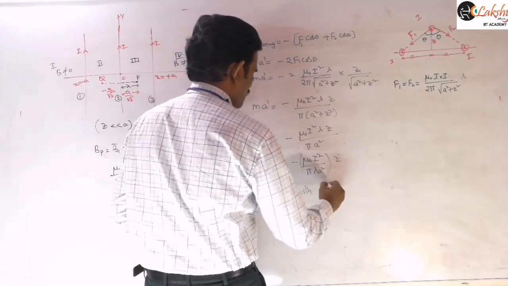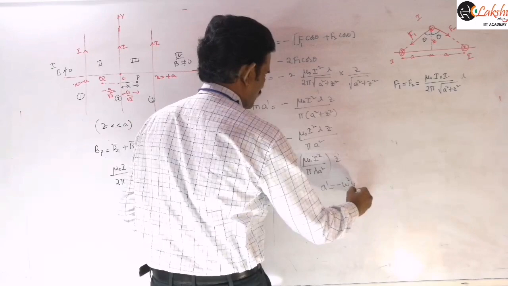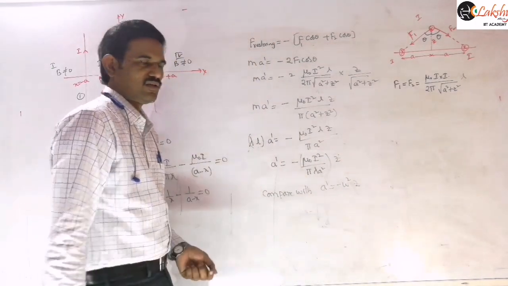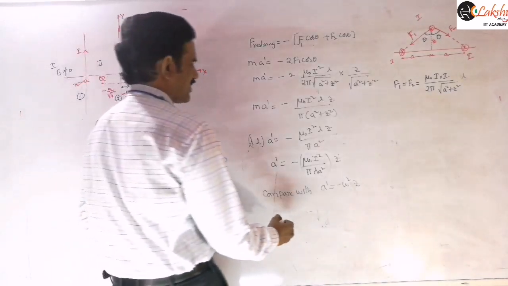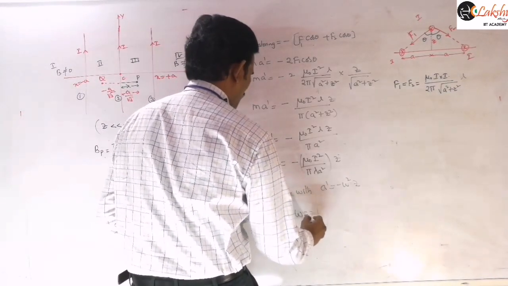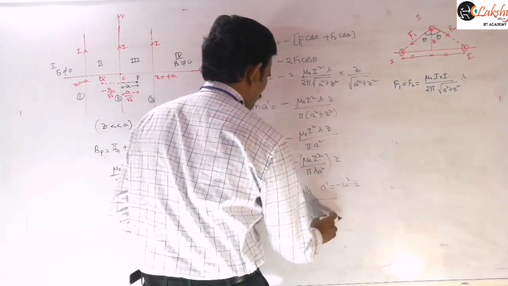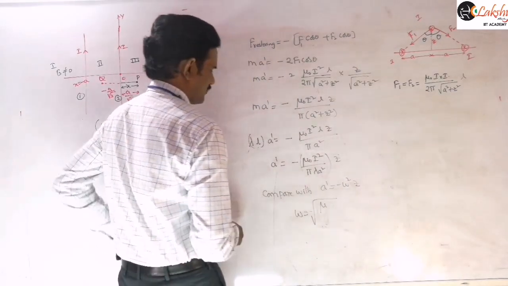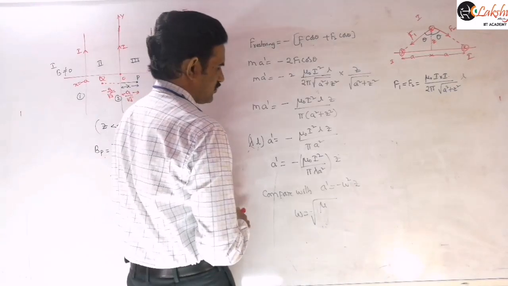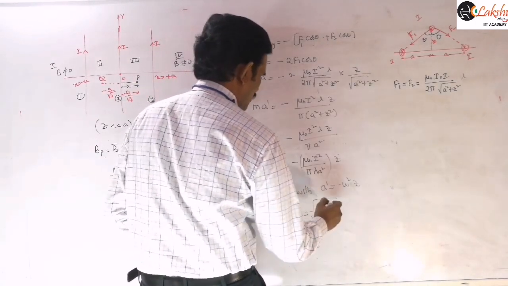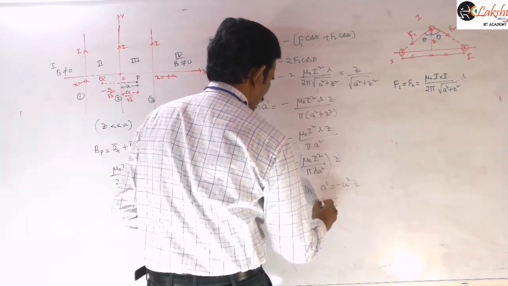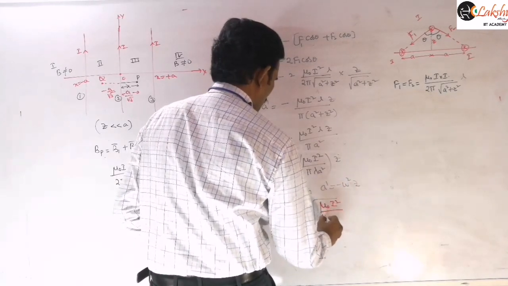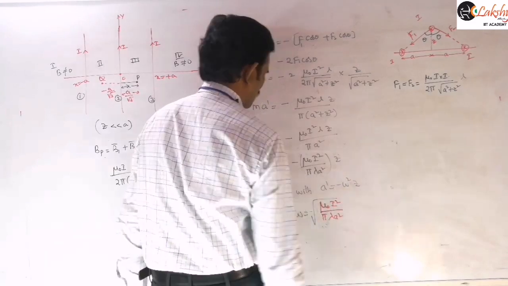Compare with a dash is equal to minus omega square Z. The displacement you may write as X, Y or Z. So therefore that omega value you can write as omega is equal to under root of mu naught into I square by pi into lambda into A square.